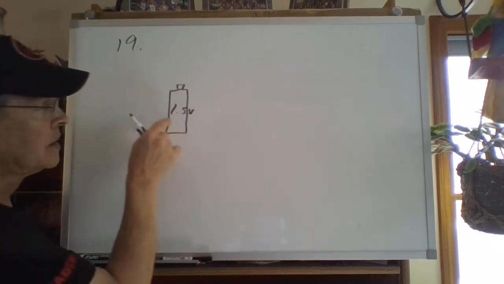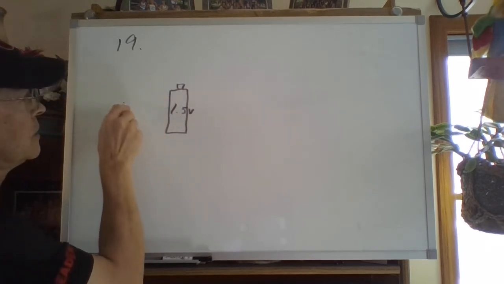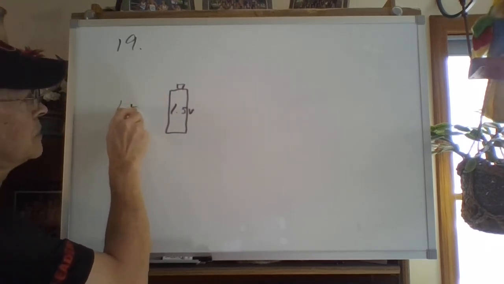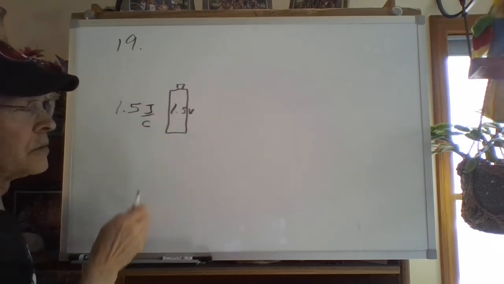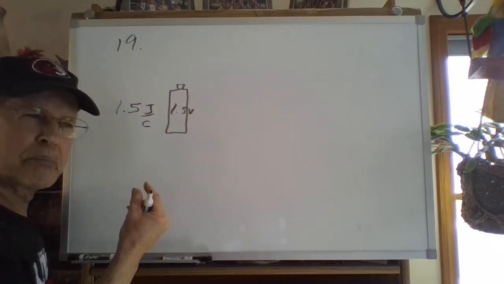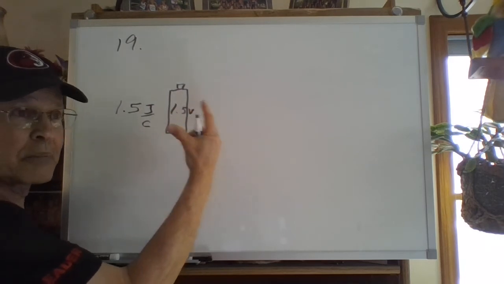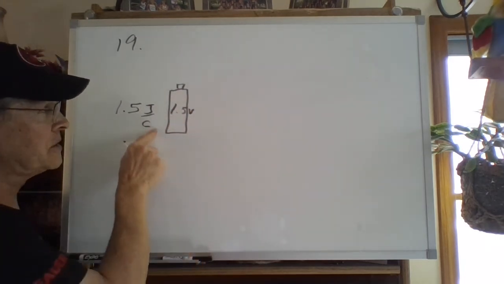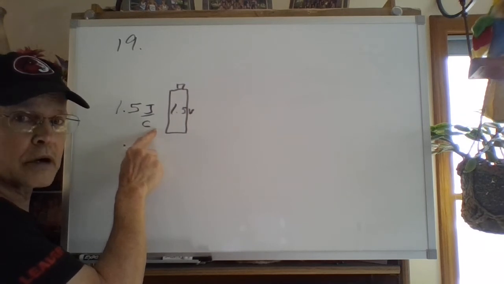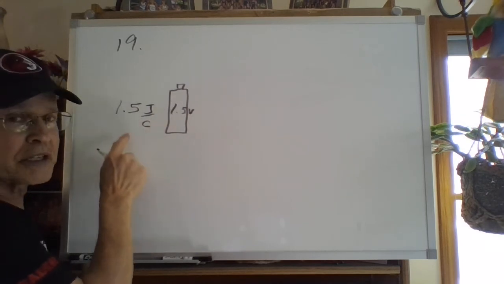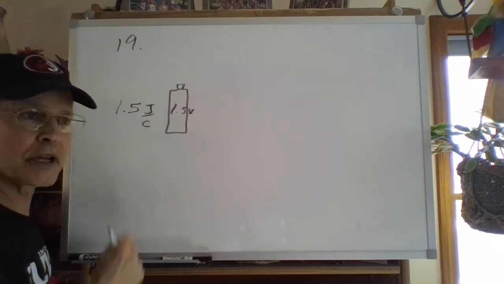That means every coulomb of charge can do 1.5 joules of work. 1.5 joules per coulomb. Well, then what's the difference between a little electrochemical cell and a big electrochemical cell? The big ones have more coulombs. They can do more total work, but the voltage simply tells you how much work each coulomb does.